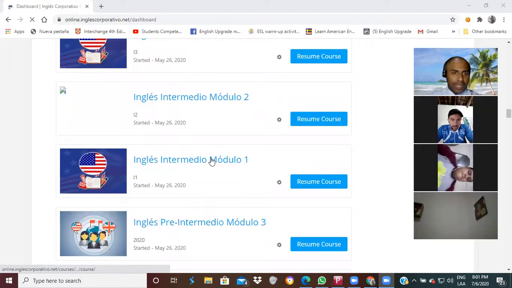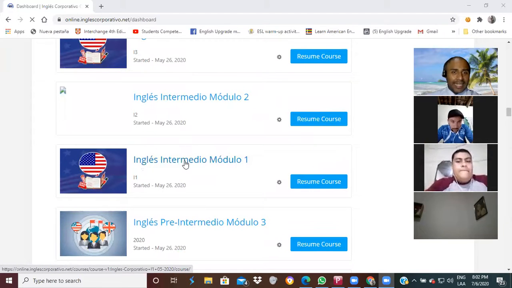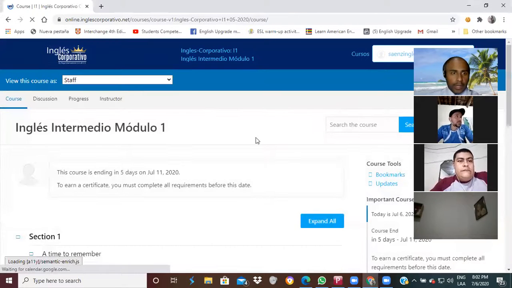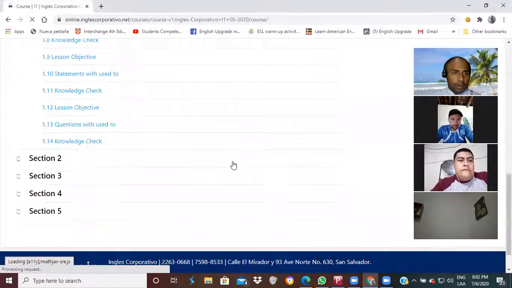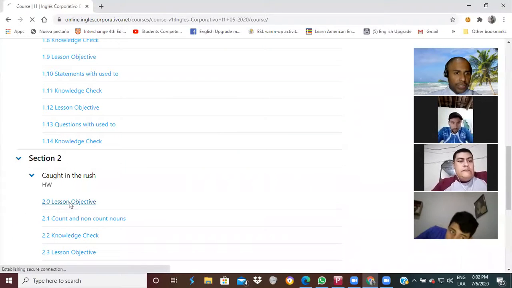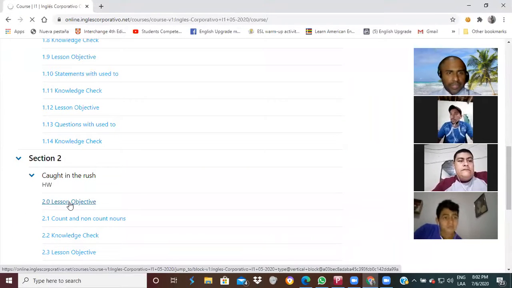We're going to be looking at Inglés Intermedio Módulo Uno. And we are moving on to section number two. Today we start section number two, Caught in the Rush, lesson two, objective. We're going to be looking at the objective right now.